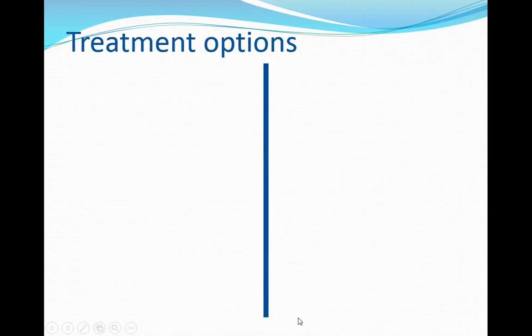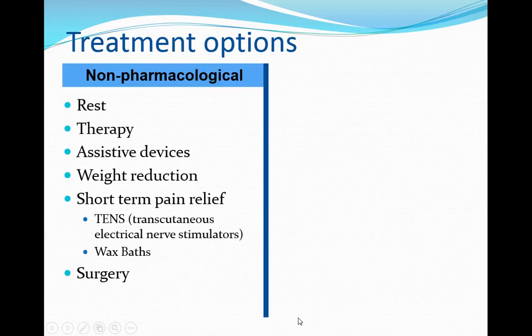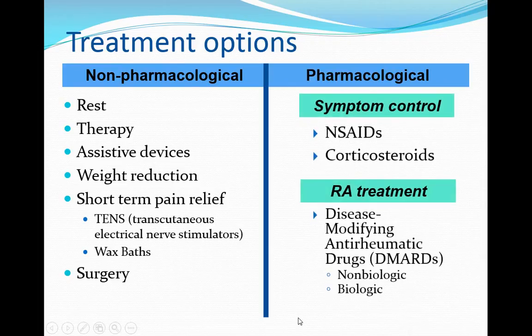Okay, so treatment options. On your handout, you'll see non-pharmacologic therapy, and those were the assisted devices, sometimes TENS units. Wax baths actually can sometimes help the patient. And then the other thing is pharmacological therapy. In our RA treatment, we are going to use disease-modifying anti-rheumatic drugs, or DMARDs. And there are two different classes, the non-biologics and the biologics.